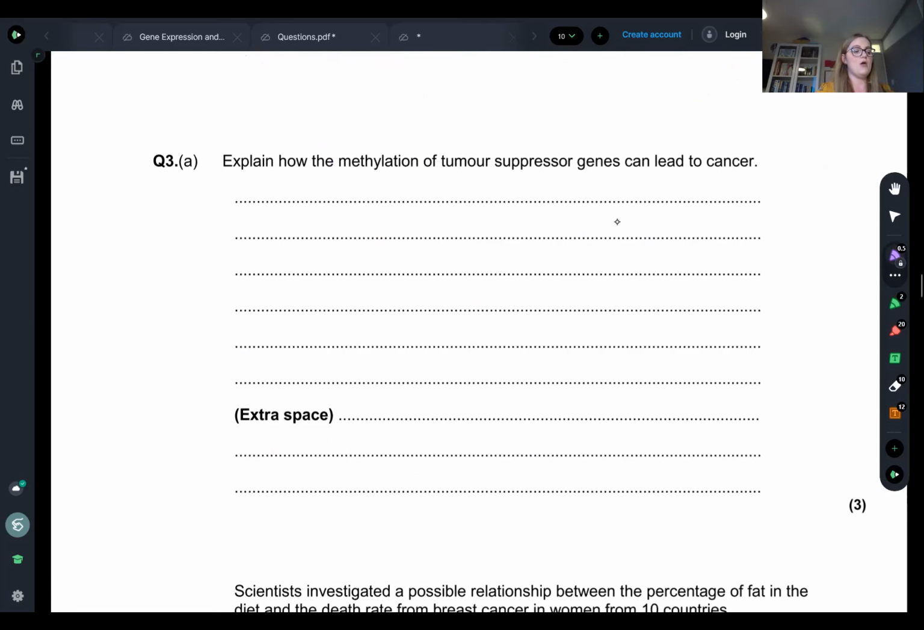So we can have hypermethylation or hypomethylation. So tumors can occur from abnormal methylation of certain cancer-related genes. So in tumor suppressor genes, for example, if they become hypermethylated, and that's HYPER, not hypo, the genes cannot be transcribed. So proteins slow cell division. So explain how methylation of tumor suppressor genes can lead to cancer.